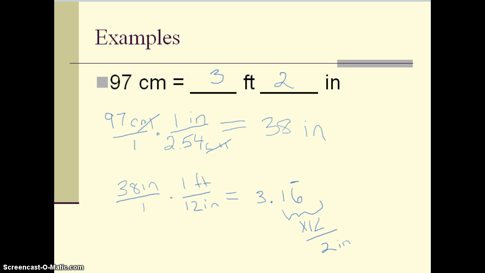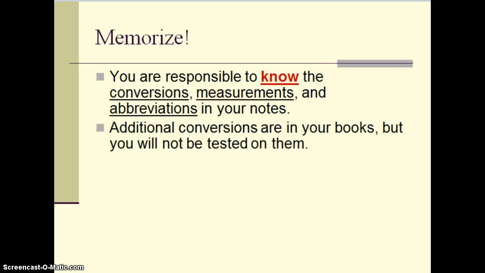So these problems that we've looked at are some of the hardest examples rather than the easy examples. I think you can do the easy ones on your own because we looked at dimensional analysis already last week. Key in this is that you memorize so that you know the conversions, measurements, and abbreviations in your notes. And that's your pre-lecture packet. There are so many other conversions in your book and in your workbook, and you're never going to have to memorize them. Just the ones in your pre-lecture notes.